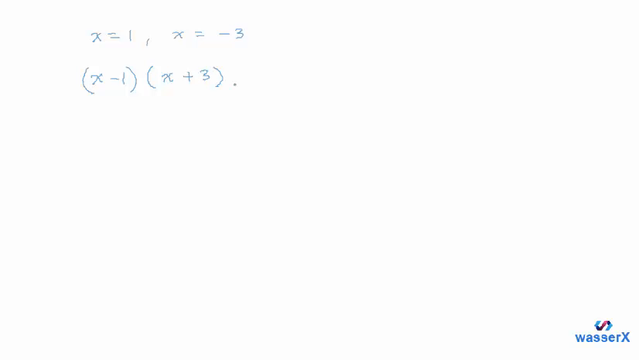In the same way, x is equal to negative 3 means if you do x plus 3, you're going to get a 0. Therefore, x minus 1 times x plus 3 is equal to 0 is the equation whose roots are x is equal to 1 and x is equal to negative 3. If you plug in 1 over here, you get 1 minus 1, so this factor becomes 0. If you plug in negative 3 over here, you have this factor as 0.